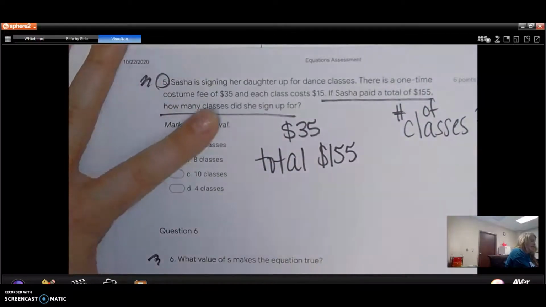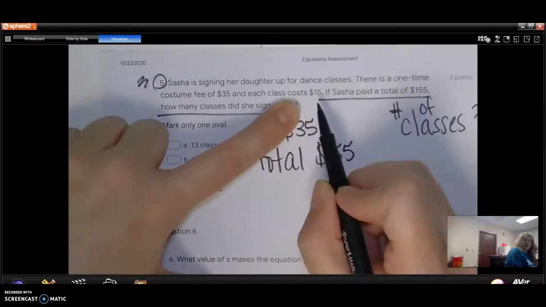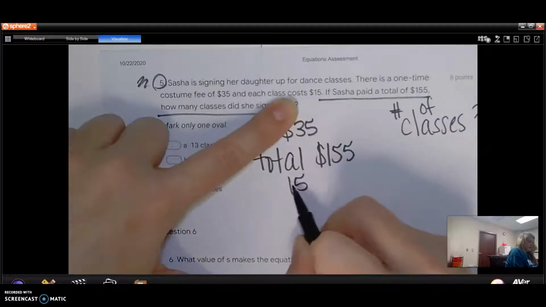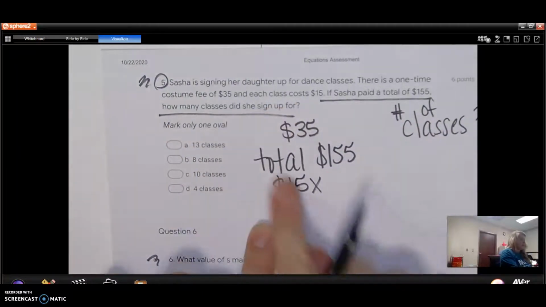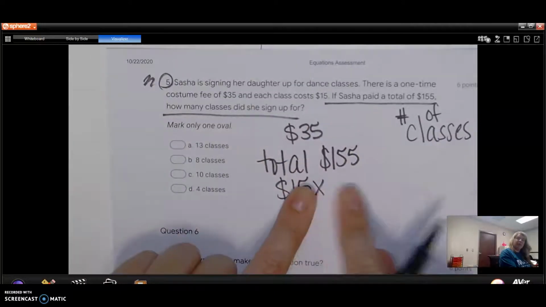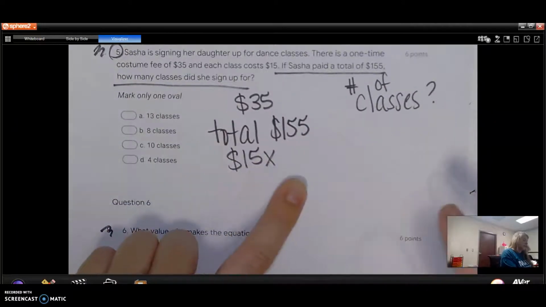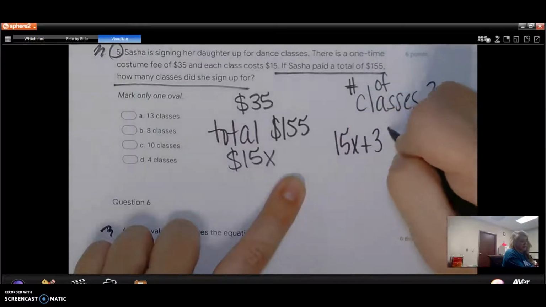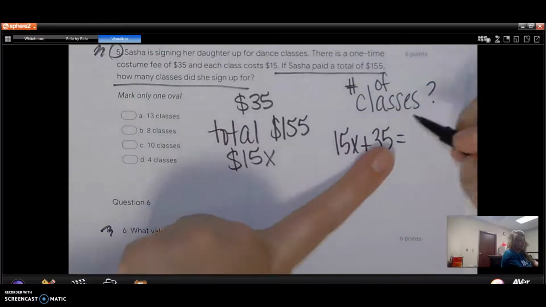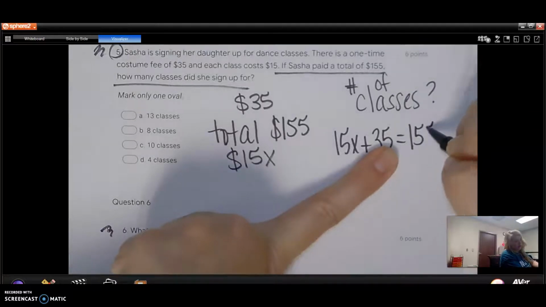And then I know that each class costs $15. So $15 is the cost per class. There's where my variable is going to be. So I'm going to take all of this information and make it into an equation just like we practiced in class. So we would have 15x plus the initial value of 35 is equal to my total of 155.